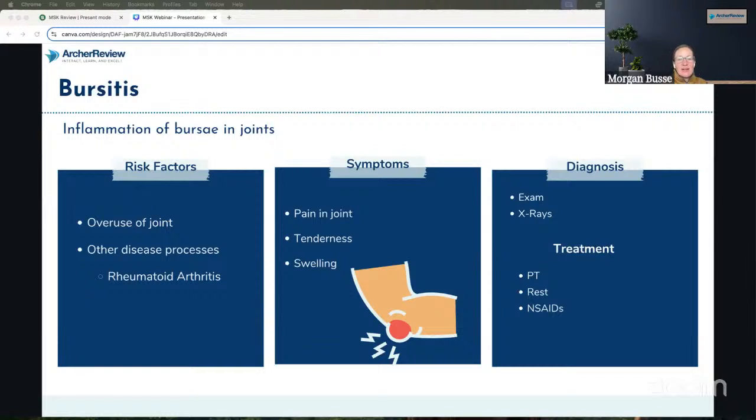All right. They can go in and inject them and stuff like that. Not as common anymore. But if you're at a point where you're like, I'm not sure how to manage this patient, you can send them to ortho for that.